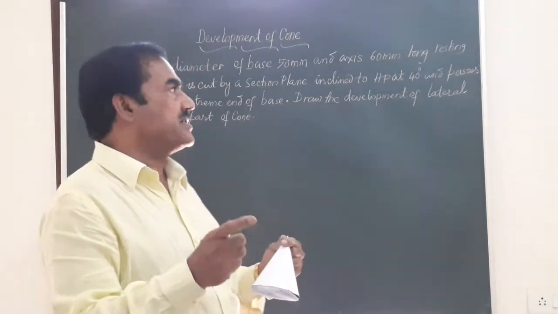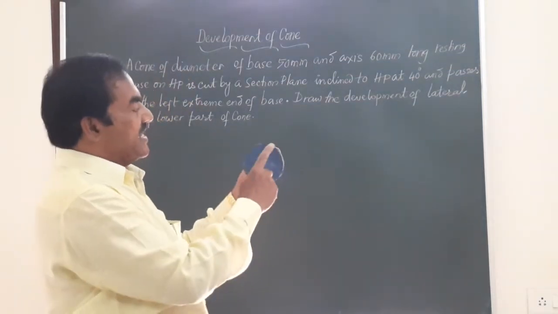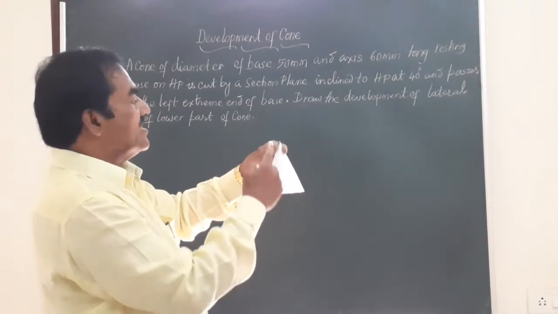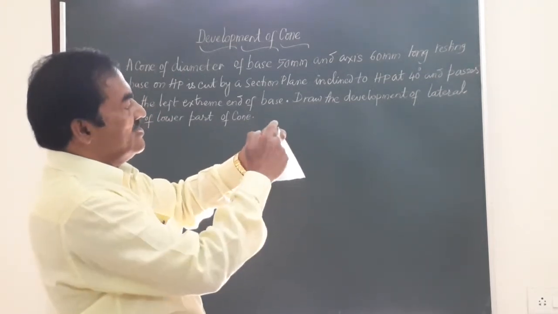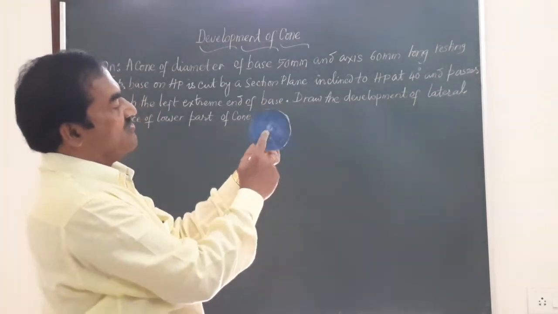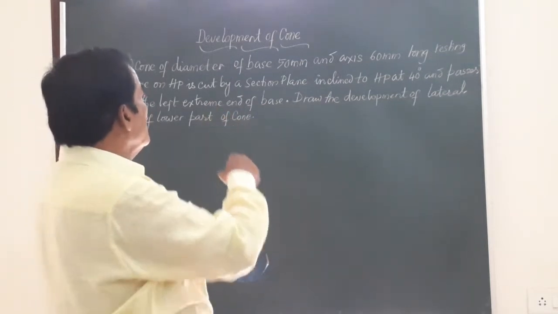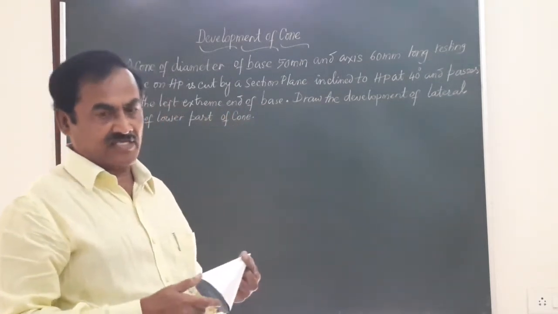So for the development, they will give you the diameter of the base and the height of the solid from the apex to the center of the base. That's called the height or length of the axis.